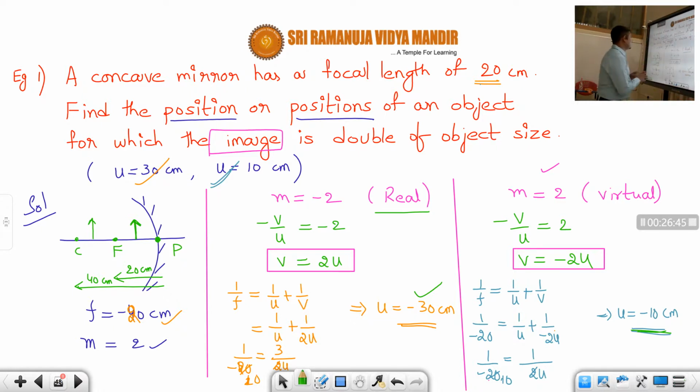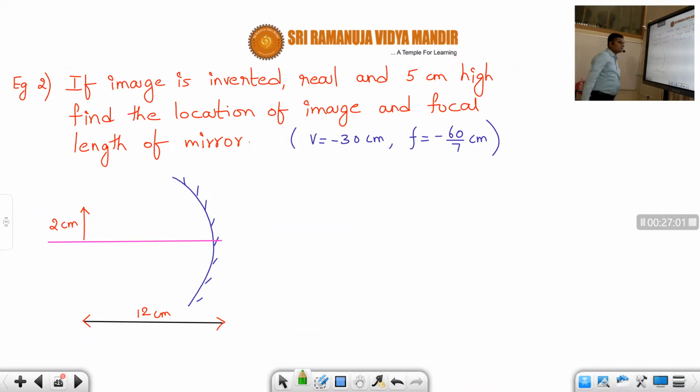Okay, students. So therefore these are the answers. One is 10 centimeters, another one is 30 centimeters. This is a very important problem regarding the concave mirror, and the same applies to the convex mirror also. Now let us see another example.